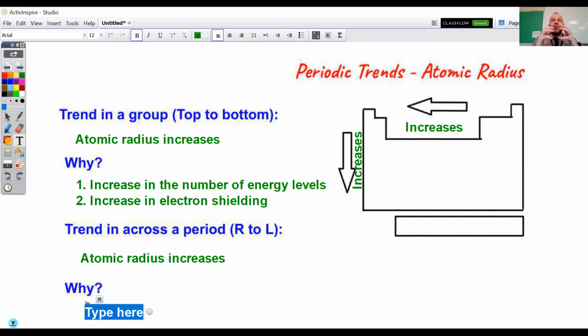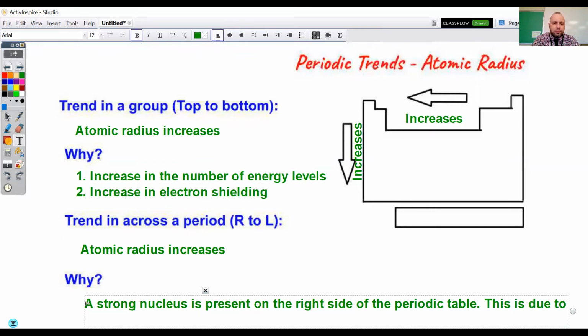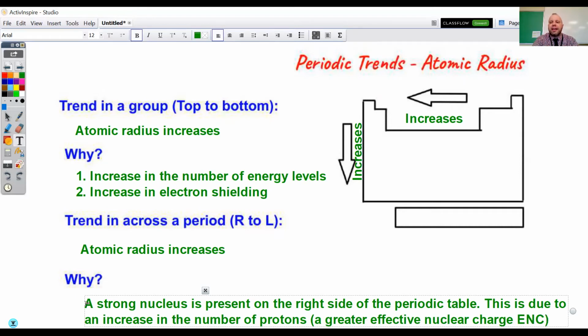Instead, what happens is that the nucleus on the right side of the periodic table pulls in those atoms tighter because there are more protons. So we're going to say a stronger nucleus is present on the right side of the table. And this is due to an increase in the number of protons, or what we're going to call a greater effective nuclear charge, which we can abbreviate as ENC. So the nucleus essentially is getting stronger.